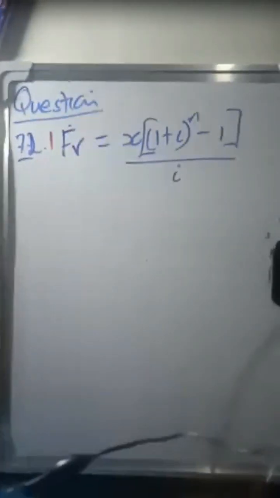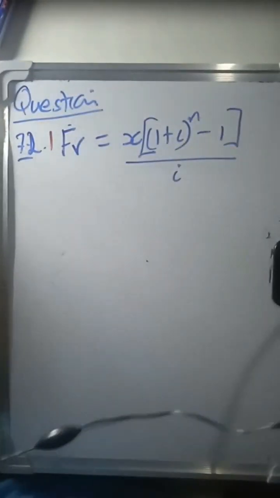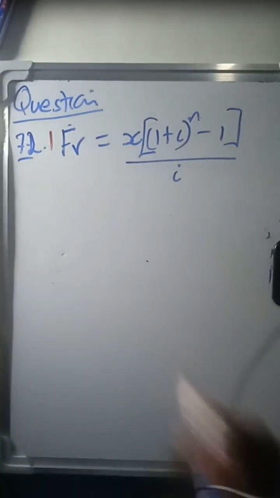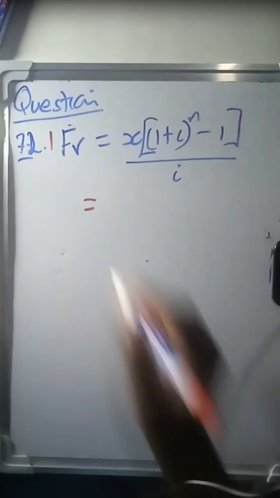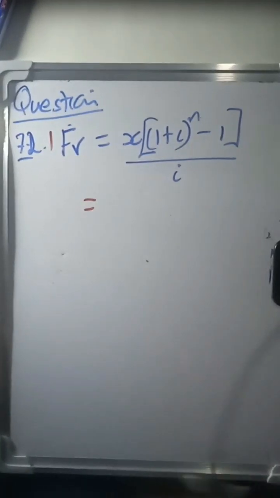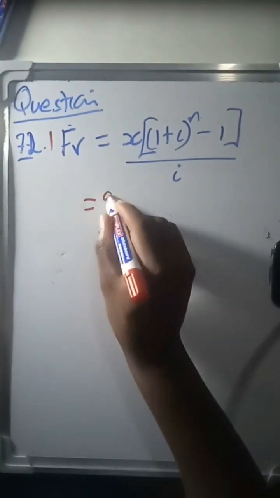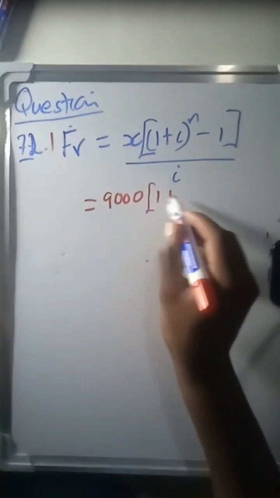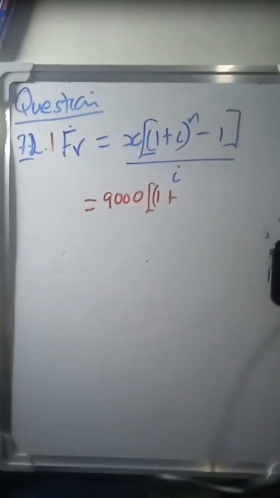So now they are asking 7.2.1. They are asking, calculate how much money was in the account immediately after the 60th deposit. So how much are the equal payments? This person is making 9,000 equal payments. 1 plus, what is the interest rate?